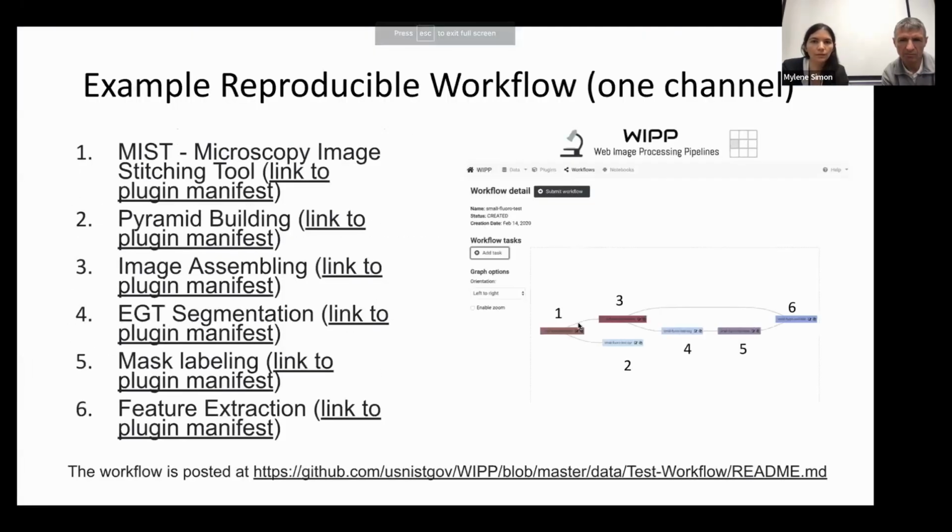So we looked at this workflow and how we can do things in WIPP. A really similar one with just one channel is described step by step on our GitHub repo, github.com organization US-NIST-Gov in the WIPP repository. We have some tutorials there, some user guides, and this is one of the tutorials under the data folder, the test workflow. It has the same steps, so it can be reproduced on a fresh install of WIPP.